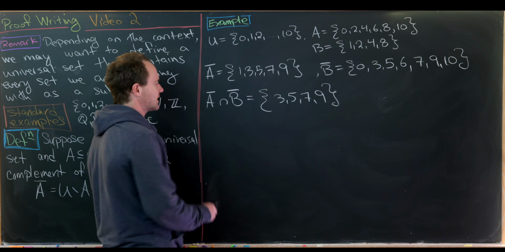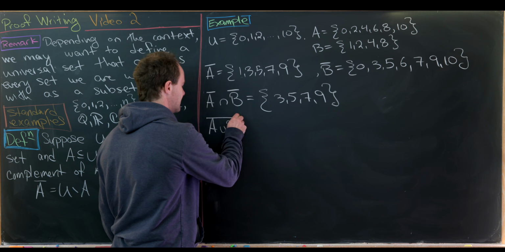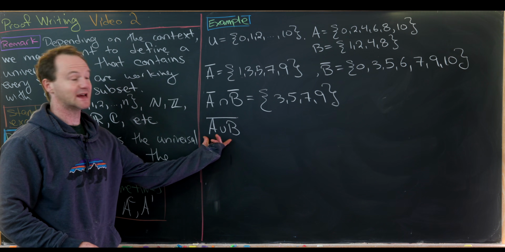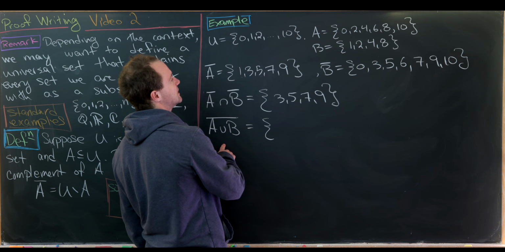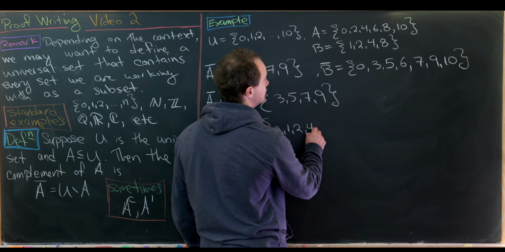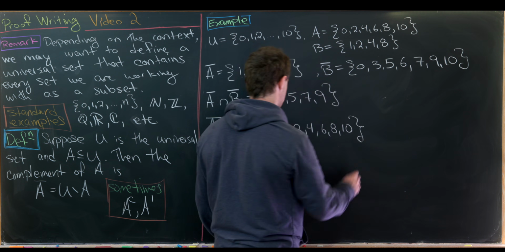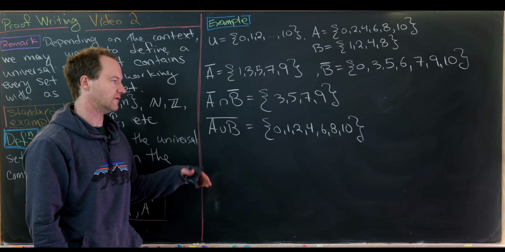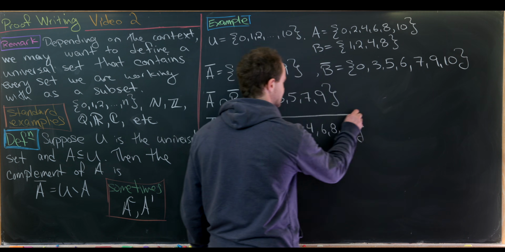Now let's do something a little different. Let's take A union B and then complement that. So we're taking the union before taking the complement. So let's take this union first. So we'll have 0, 1, 2, 4, 6, 8, and 10. So that's a combination of all of the even numbers and all of the powers of 2. Now let's complement that and see what we get.